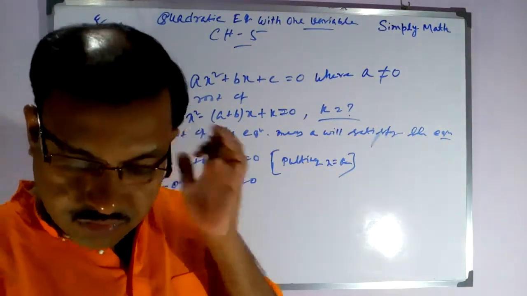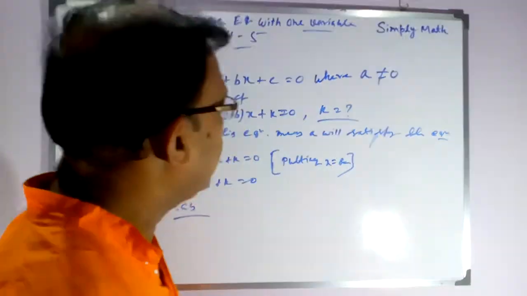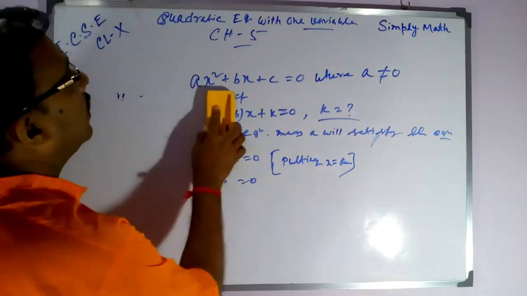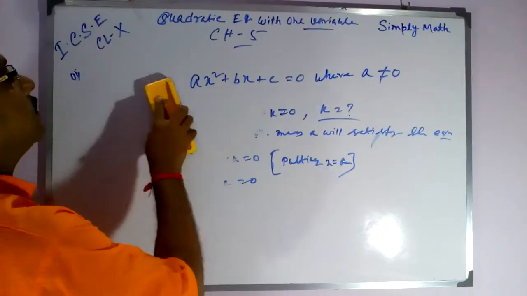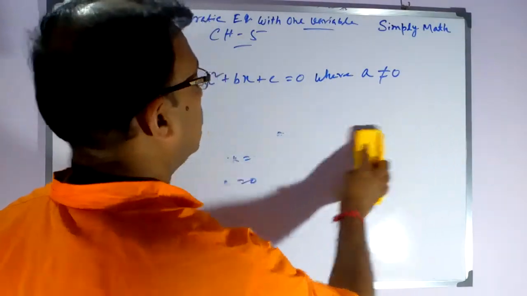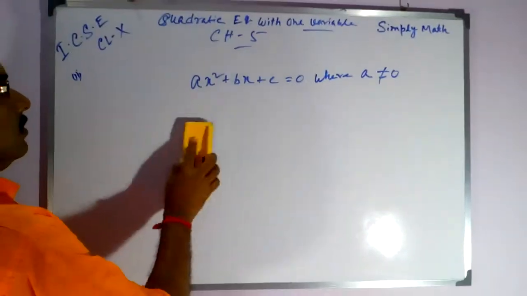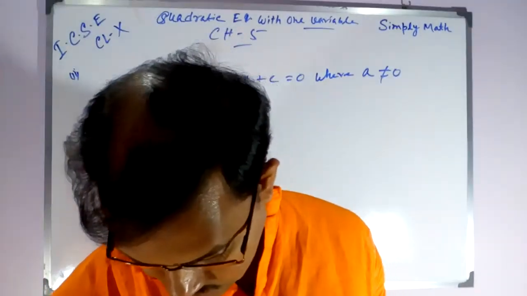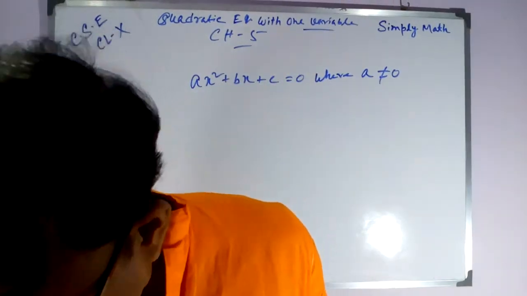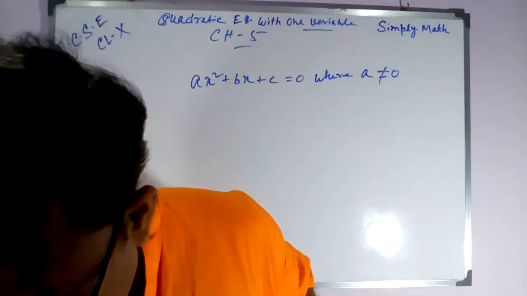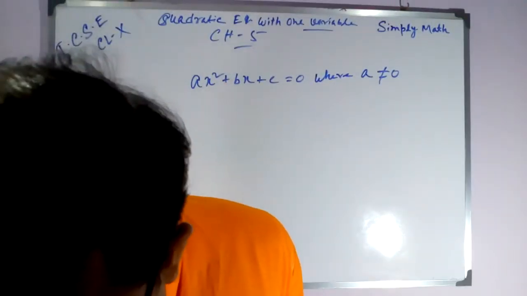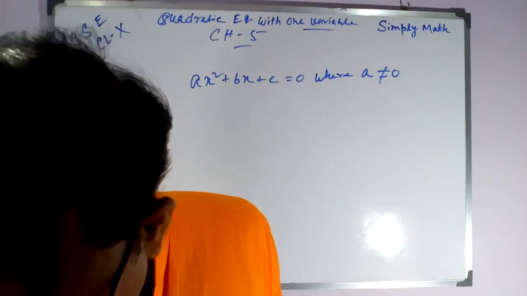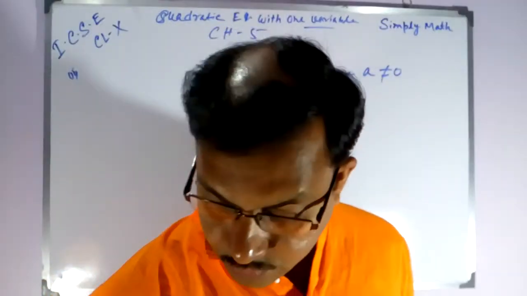The very easy problem. Now we took another problem. What is that? If 2 by 3 and minus 3 are the roots of the equation, find the value of p and q.